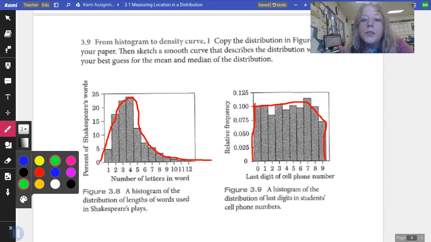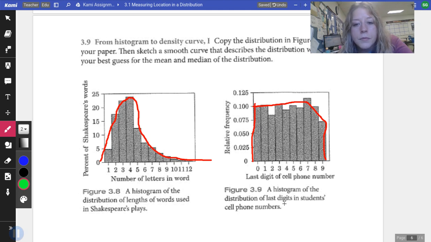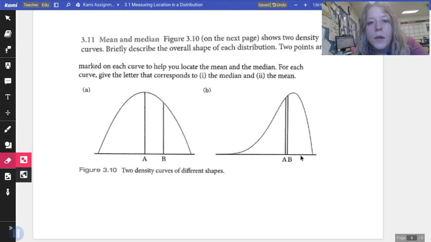So I wanted you to attempt to draw 2 curves around these, exactly like I did here in red. So we've changed these from histograms into density curves. This one is very uniform-ish, so it's like the box, like in the last example. Okay, for these 2, I want you to identify which line represents the mean and the median.